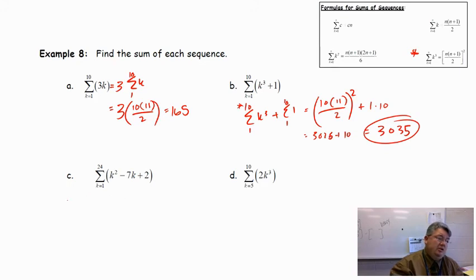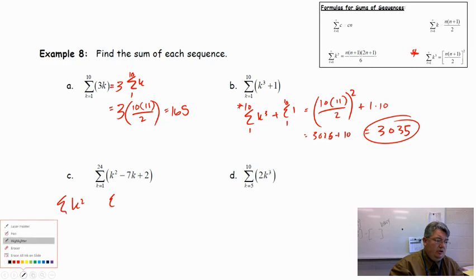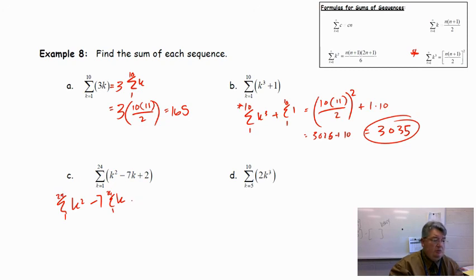Now imagine this. This is the sum of k squared plus the sum of a negative. Oh, check this out. I can even break this further. I was going to say sum of a negative 7k, but what if I do this? My summation symbols are getting a little ugly. That's okay. From 1 to 24. All of these are 1 to 24, so I'm just not going to write that down. Plus the sum from 1 to 24 of 2.